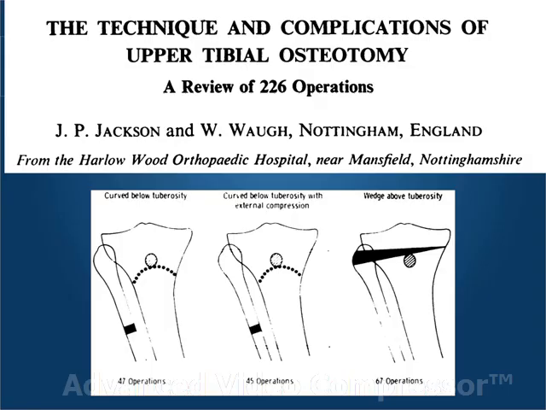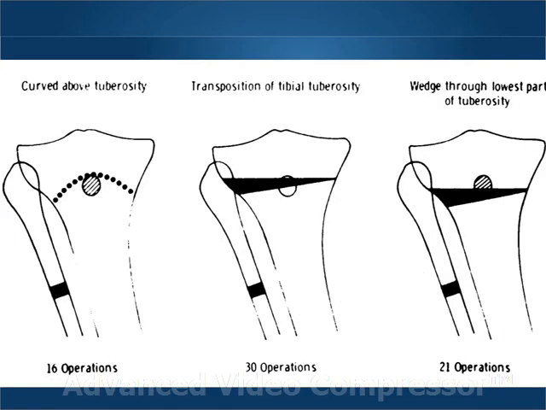In the English-speaking world, Jackson and Waugh from Nottingham, England, were supposed to be the first to describe high tibial osteotomy, of which they described not just 3 but 6 different operations with different shapes: curvilinear above, curvilinear below, closing wedge, through the tuberosity, above the tuberosity, etc.